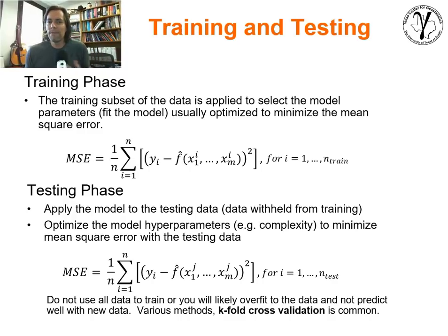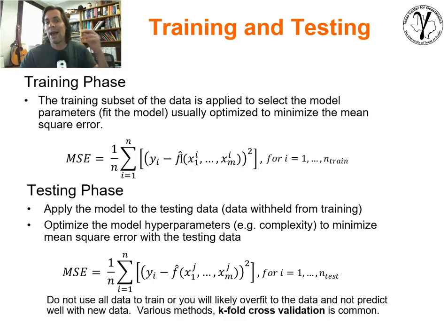So we want to have two phases when it comes to building our model: training and testing phases. For the training phase, we're going to retain a subset of the data, and we're going to use that in order to select the model parameters to fit the model. And this will be based on optimization, usually to minimize mean squared error or residual sum of square error or some measure of error. That measure of error will not be anything surprising to us. For all of the training data, it's just the average square difference between the data values and our model.